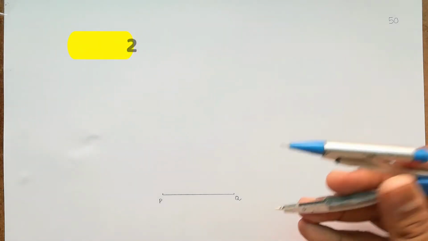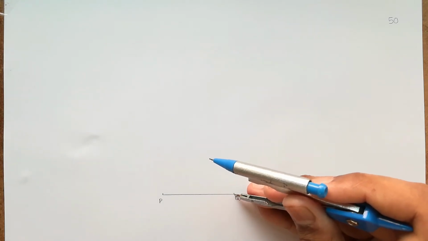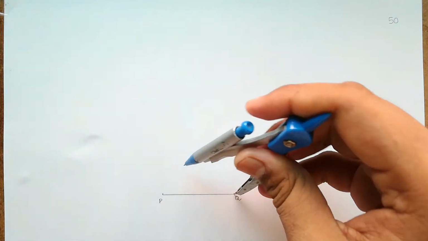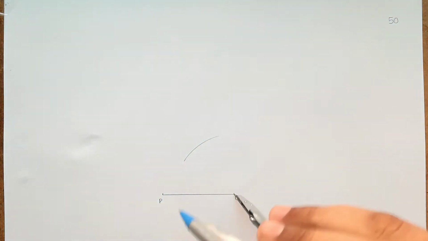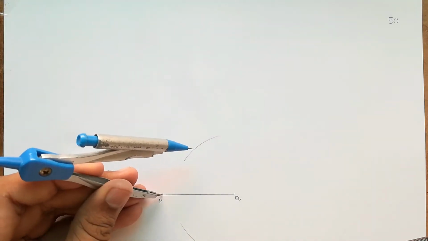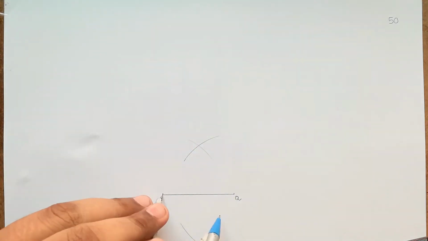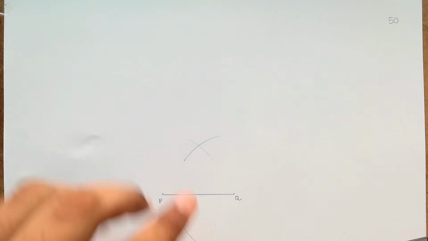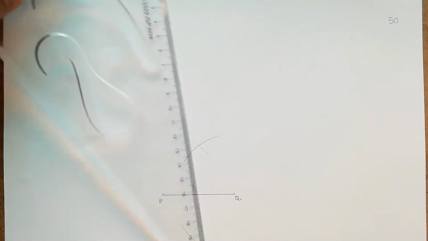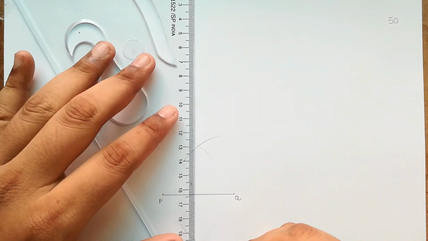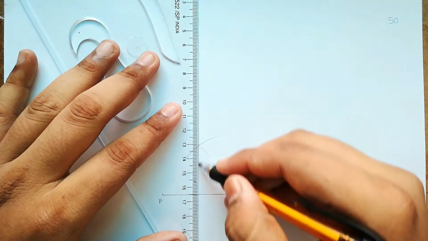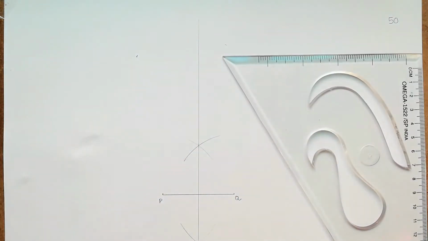So what I will do, I will take the compass. I will take a distance more than half of this line and I will make an arc above and below the line. I will keep the same distance and I will go to the second point. Once again, I will make an arc above and below the line. You will find an intersection at both the ends and we will connect both the intersections. So this is the bisector of line PQ.